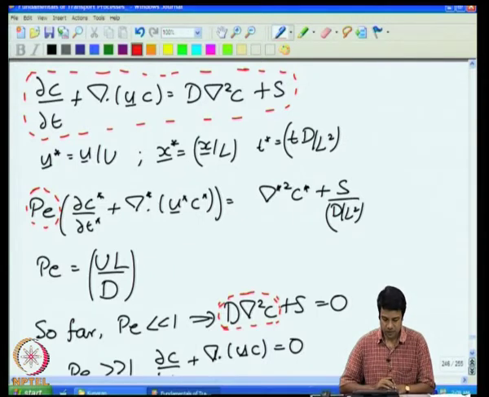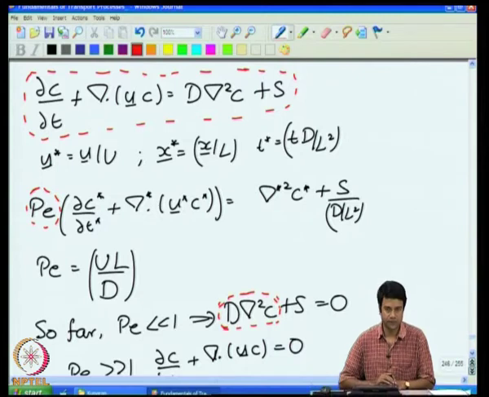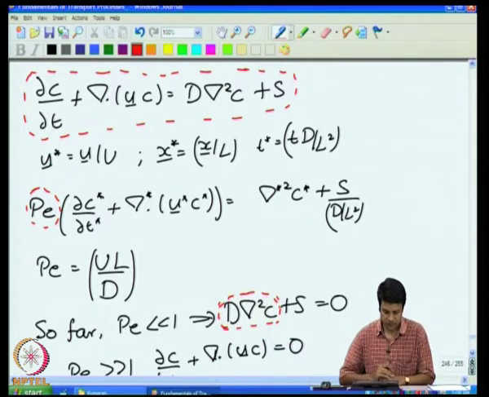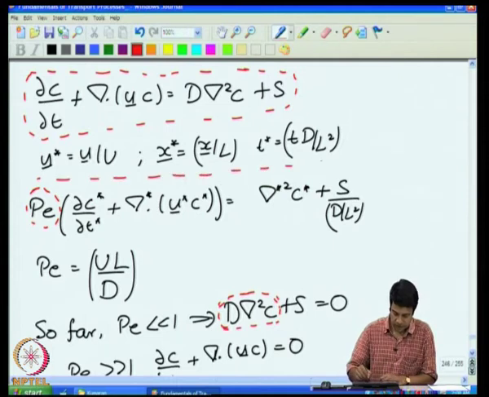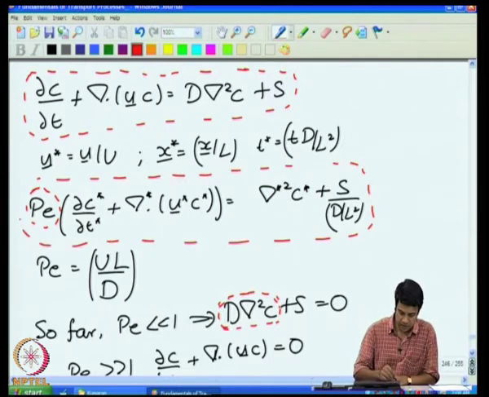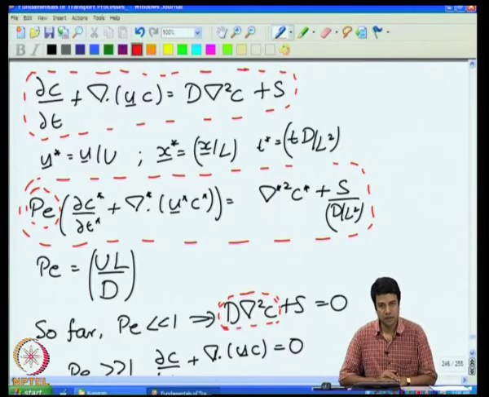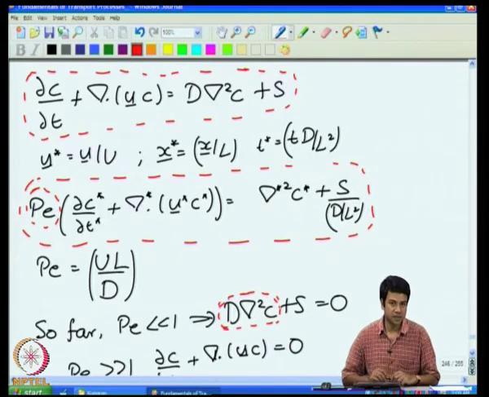And when you scale the length scale by characteristic length L and the velocity by characteristic velocity U, you get an equation of the form shown here, where you have a Peclet number times the time derivative and the convective term on the left is equal to the Laplacian of the concentration field plus the source or sink of energy or mass, where the Peclet number is U times L by D. U is the characteristic velocity, L is the length, and D is the diffusion coefficient.